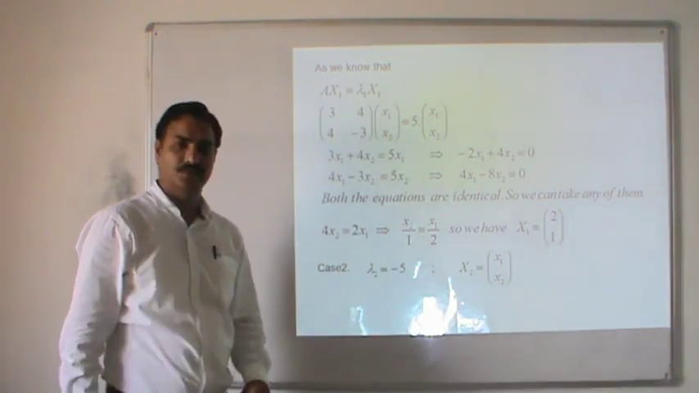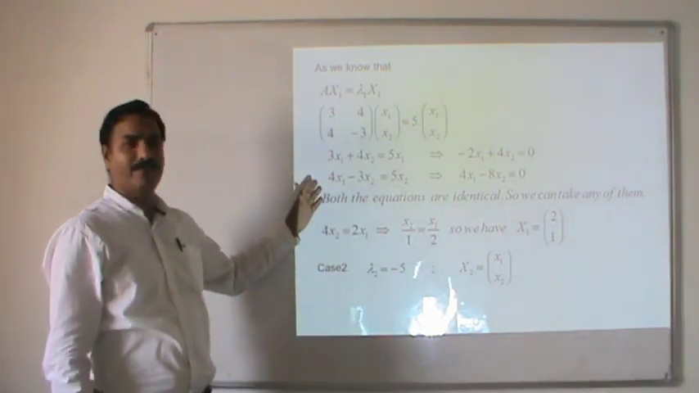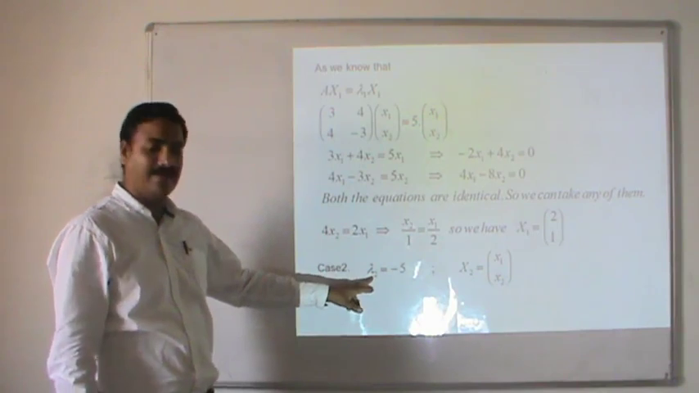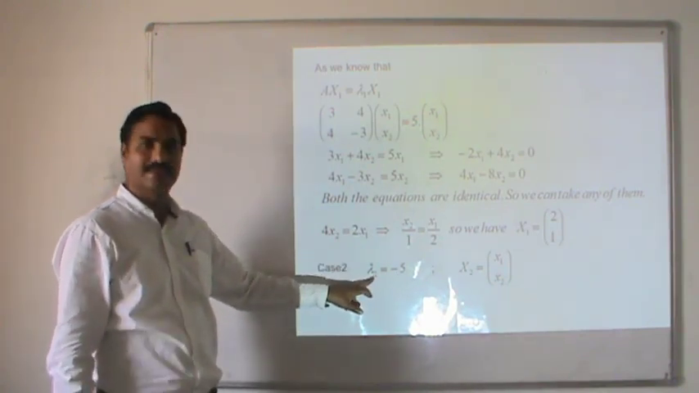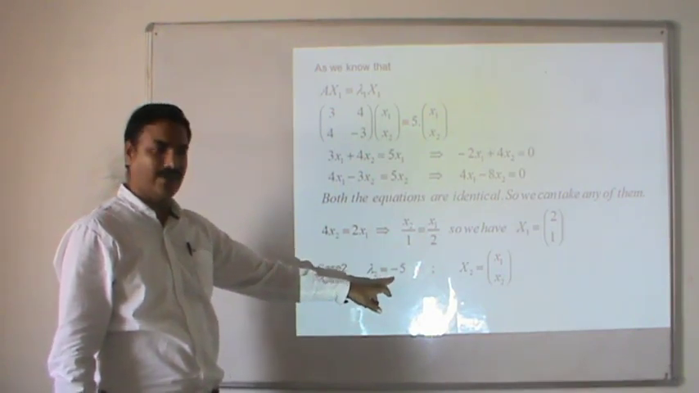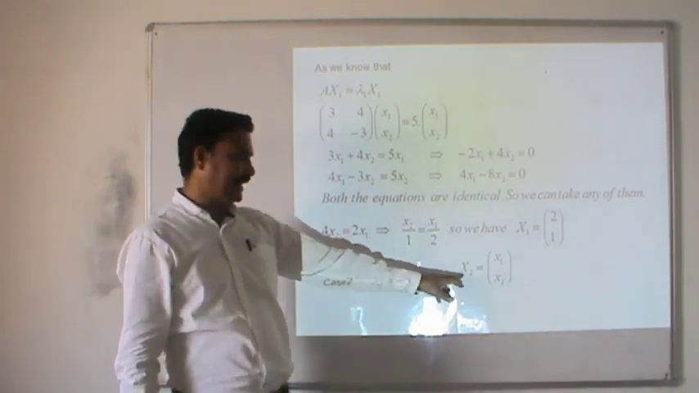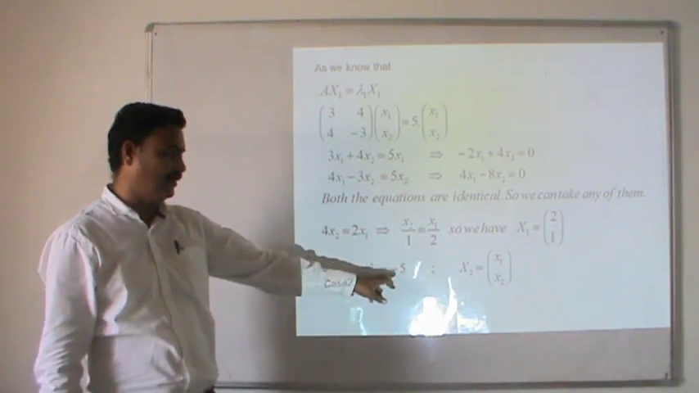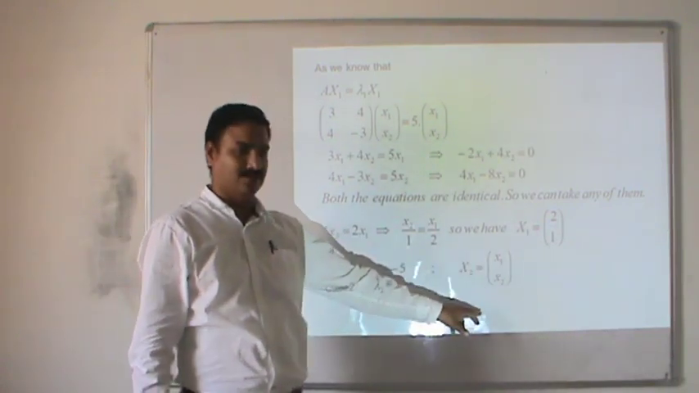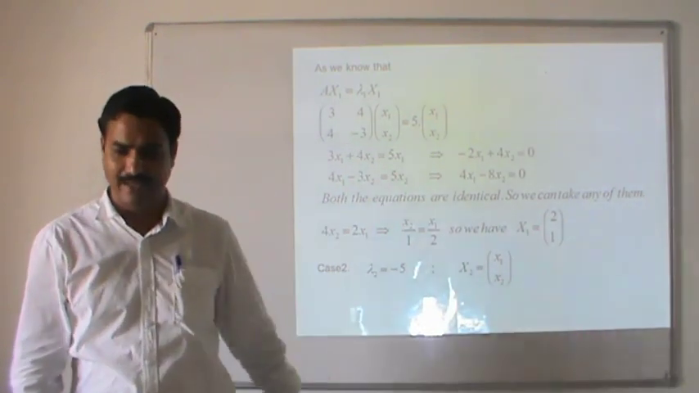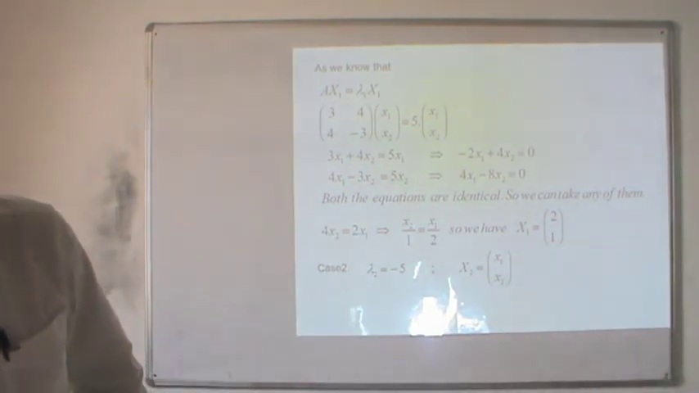Now we discuss case 2. See, in similar manner we proceed. This time our eigenvalue is minus 5. So our lambda 2, which is the second eigenvalue, is minus 5. Let us consider our second eigenvector corresponding to eigenvalue minus 5. We suppose capital X2, which is x1, x2. Now we determine the value of this small x1, small x2.